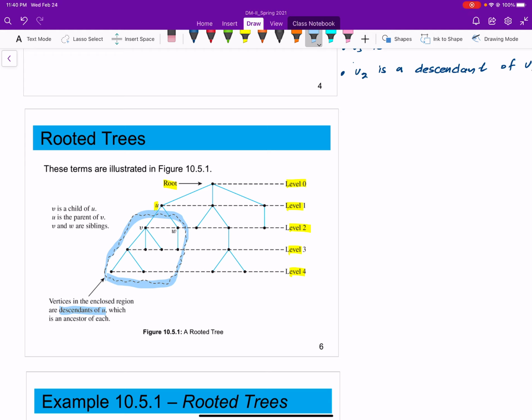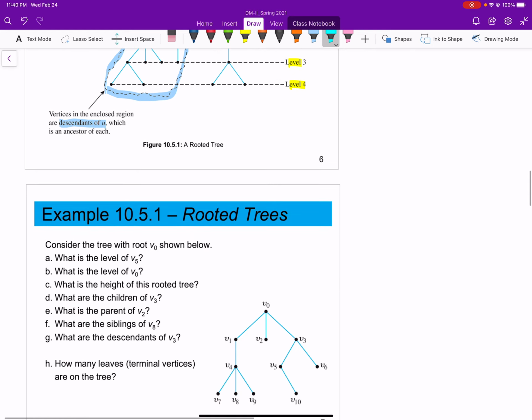All right. And you see that v is a child of u, here, u and v there. All right. And u is parent of v, that's true. V, W are siblings. These are siblings. All right. So this example is good. It explains most of the technical terms that we discussed earlier. All right. So this is a rooted tree. Just go to the next slide.